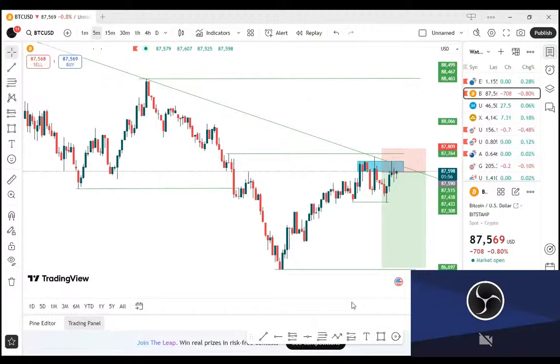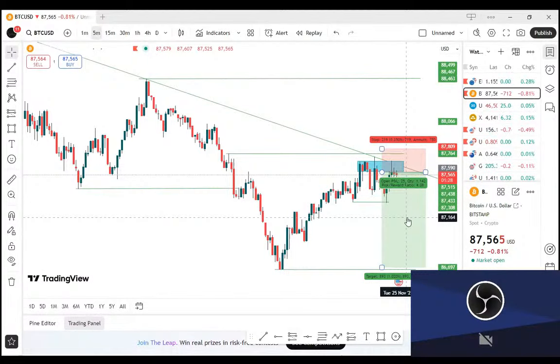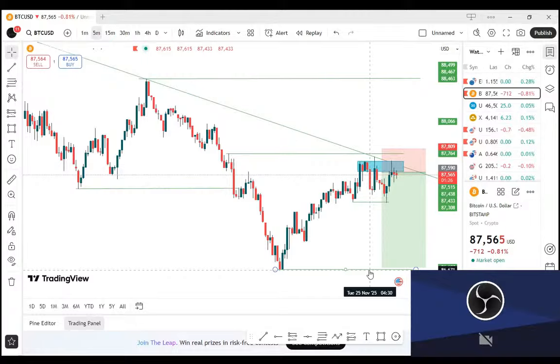So if you are using the lowest lot size there is, 0.01, that means you'll automatically be losing about $2.19. So it's a very small risk. And this 1 to 4 is the ratio.